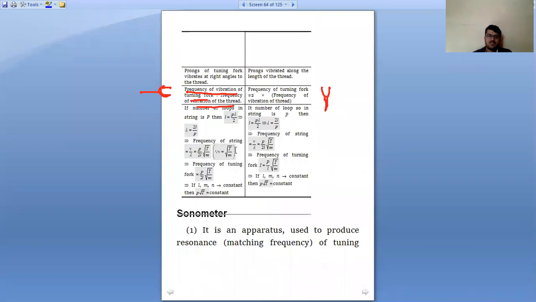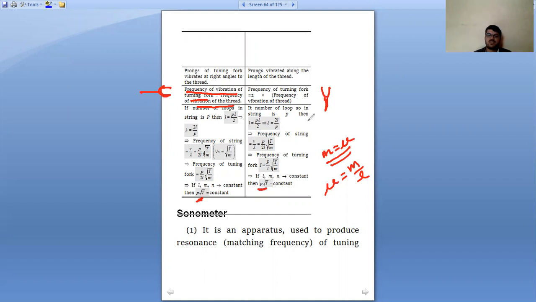Now you see, the frequency of the string is P by 2L root of T by M. You can replace M with mu, because we have denoted mu as mass per unit length. Here M is also mass per unit length, but you better use mu while writing. So the frequency of the string is P by 2L root T by mu, and in both cases you are getting P into root T as a constant. Yes. Okay.